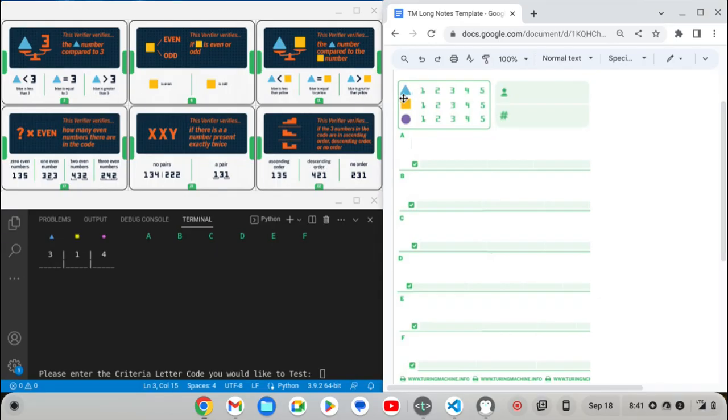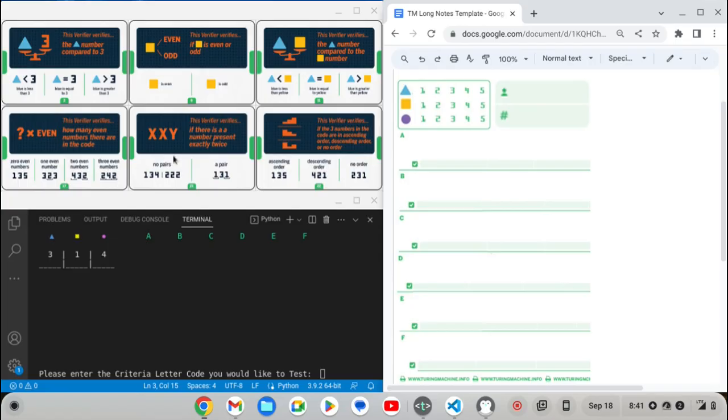Criteria card B looks at our middle digit, the square digit, and the Turing machine will let us know if it's an even digit or an odd digit. Criteria card C looks at our first 2 digits, triangle and square, and compares them. So should the value of triangle be less than square? Should they be equal? Or should the value of triangle be greater than square? Criteria card D looks at our 3-digit solution and will let us know how many of those digits are even. Are there no evens? Is there a single even? Perhaps 2, maybe even all 3 are even.